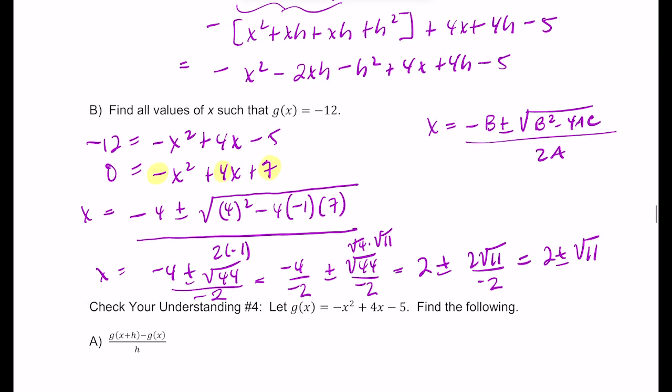So those are your two x values where that function g of x would equal negative 12. Now remember, that's two different answers. That's really 2 plus the square root of 11 and 2 minus the square root of 11. And if you were to type that in, 2 plus the square root of 11 gives you like 5.317, and then 2 minus the square root of 11 gives you something like negative 1.317. So those would be the two x values that would give you a y value of negative 12.